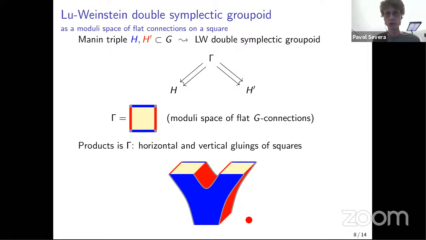And by general nonsense, you will get a Lagrangian submanifold in the product of these three. And that's the graph of one of those two products of gamma. So the other one is given by a similar picture, but with exchanged colors.